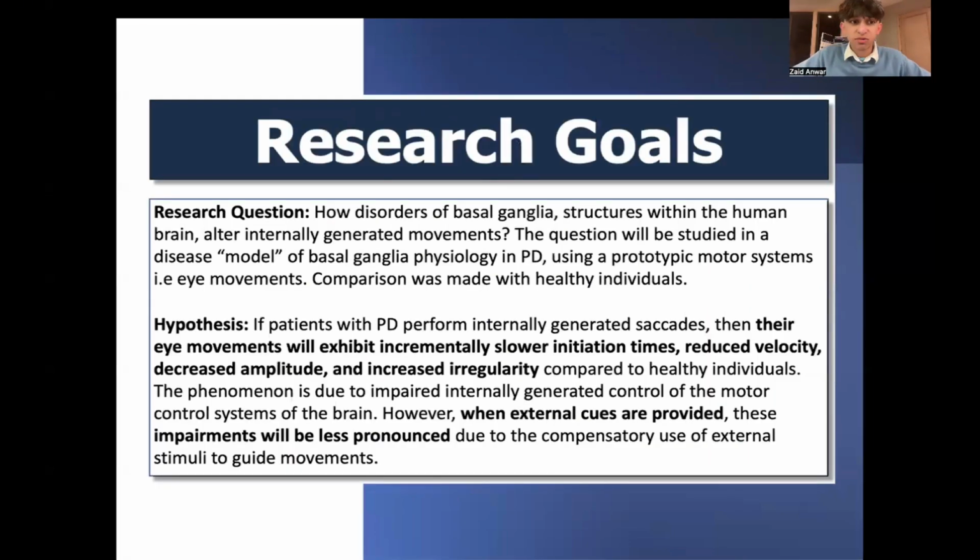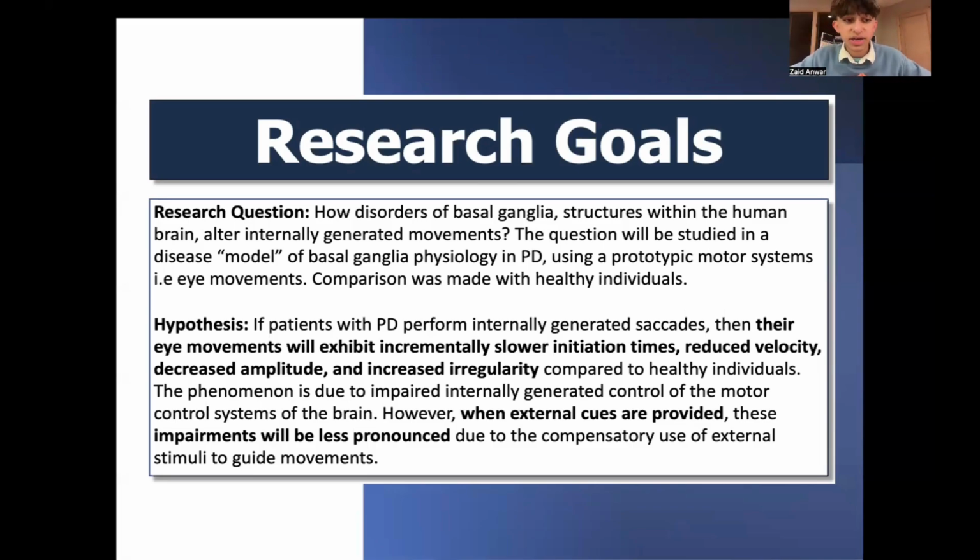So the research goal of my project was to study how disorders of the basal ganglia, these are structures within the human brain, alter internally generated movements. This is studied through the eye model because these eye models are the best way to actually collect data objectively. Like if I were to collect data with your step length, how do you objectify that? Or if I do your handwriting length, how do you make solid numbers with that? However, with eye movements, you can actually get the amplitude of the eyes, the speed of the eyes, the velocity, irregularity, the volume of the eyes. There's a lot of factors that you can control.